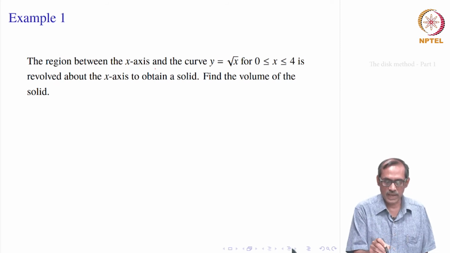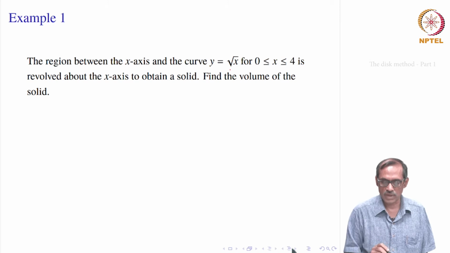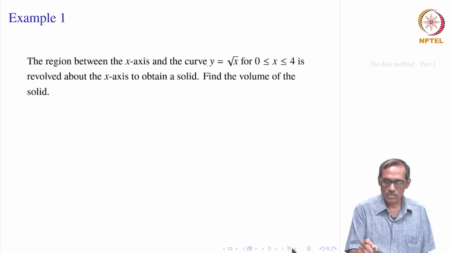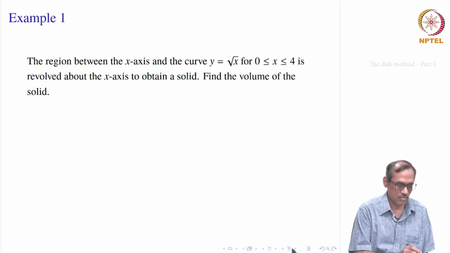So, the region between the x axis and the curve y equal to root x. We have the curve y equal to root x and the lines x equal to 0 and x equal to 4. So, the region is defined by y equal to root x, the x axis, and x equal to 0, x equal to 4. Once you take this curve and revolve it about the x axis, along with 0 less than or equal to x less than or equal to 4, you get a solid of revolution. We want to find the volume of that solid.